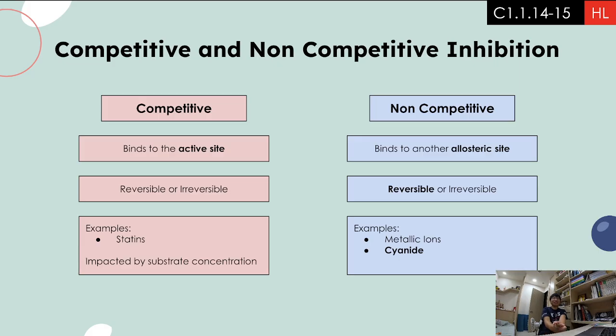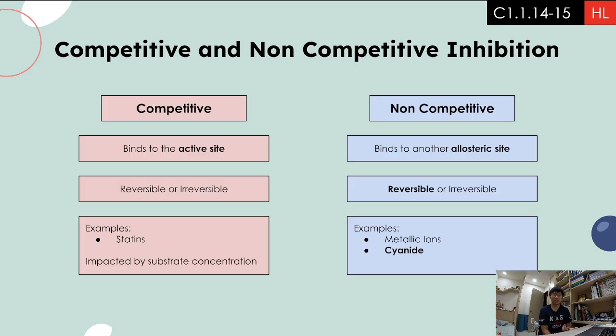Inhibition. What is inhibition? Inhibition decreases the rate, the productivity, the efficiency of these enzymes. And how does it do it? There's a lot of types. There's competitive and non-competitive. What a competitive inhibitor does is it competes with the substrate to bind to the active site. So it has a similar shape to the substrate, so it tricks the enzyme in.